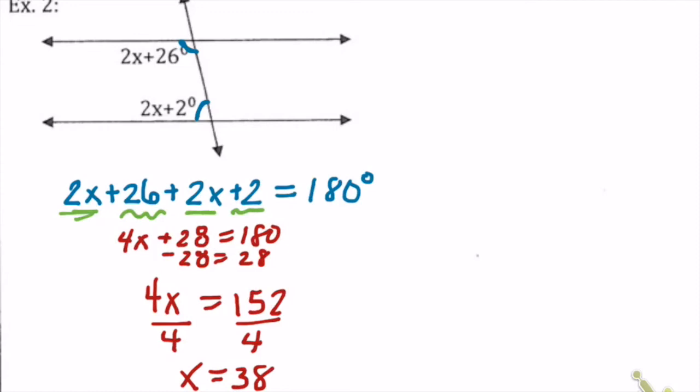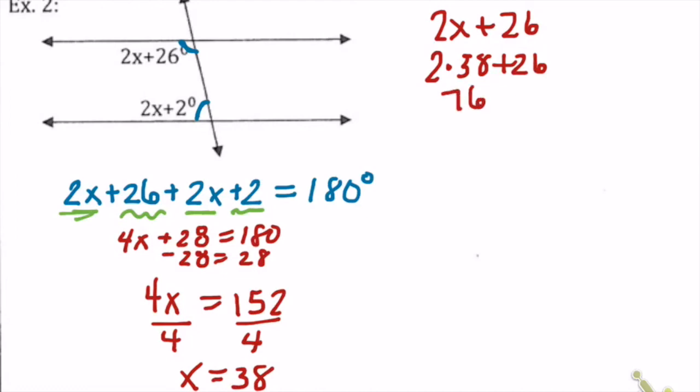And now remember, the x is not your angle measurement. X is just your x that you plug in. So you've got to find your angle measurements. So we start with 2x plus 26. We're going to plug in the 38 for x. And we get there 76 plus 26. That's going to give us 102 degrees for that.